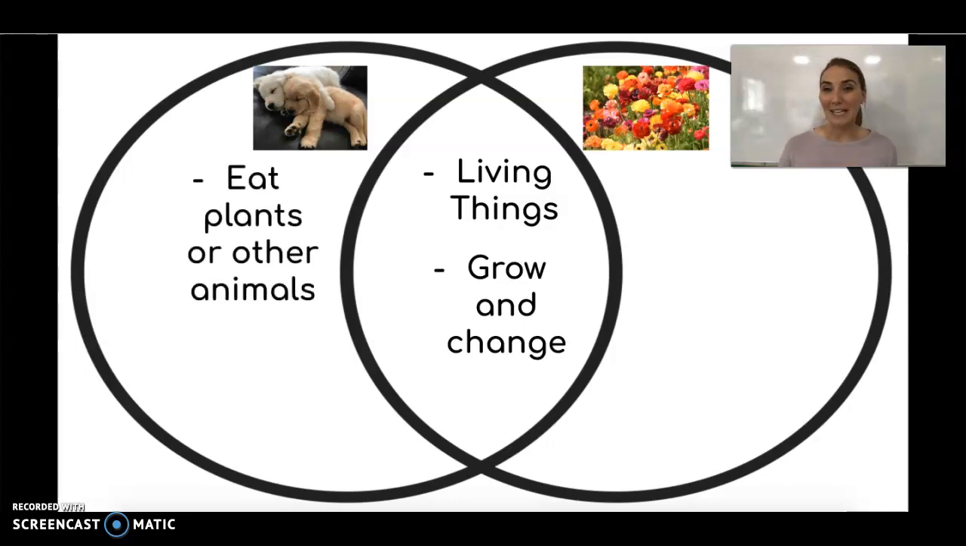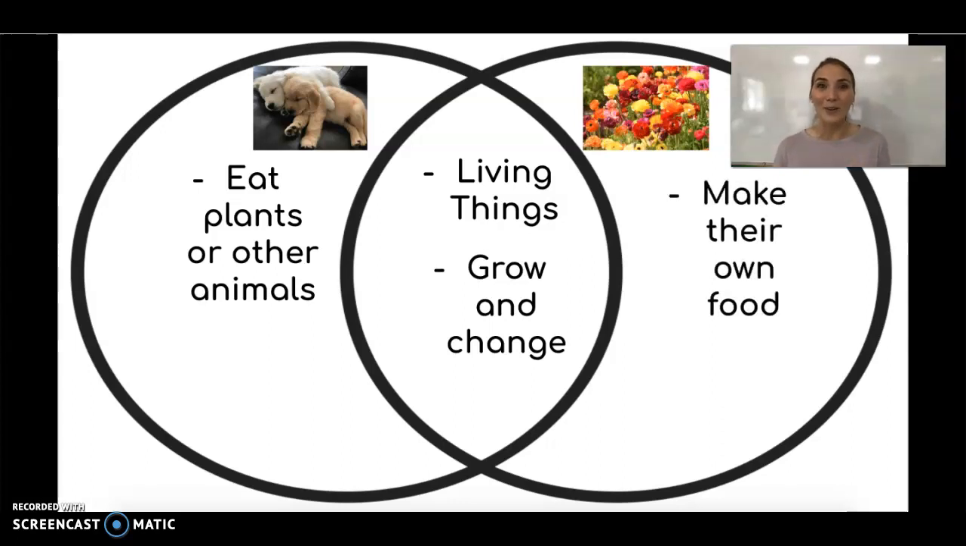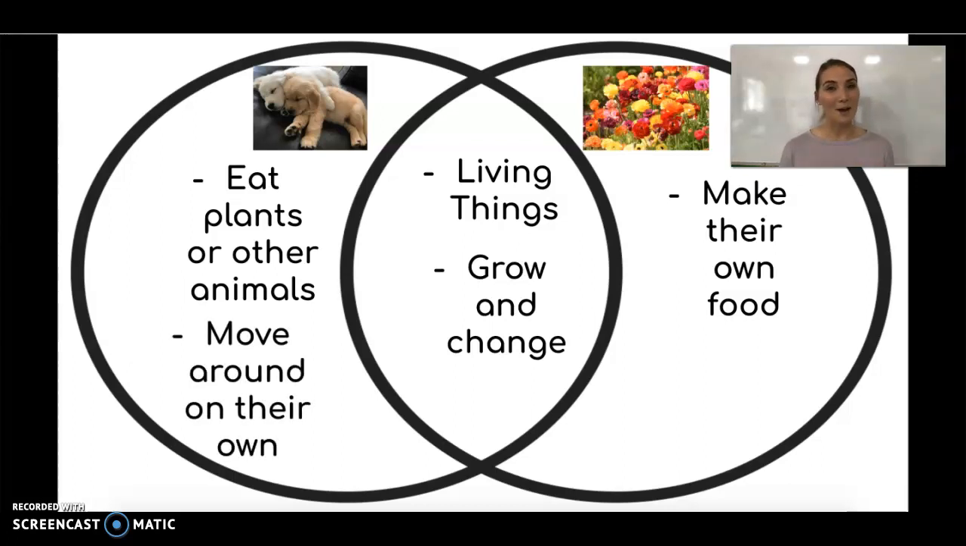Animals eat plants or other animals, but as we know, plants use their leaves to make their own food. Animals can move around on their own. They can swim or fly or run or crawl, maybe even slither. But plants are planted. They rely on other animals like insects or things like the wind to help them travel from place to place.